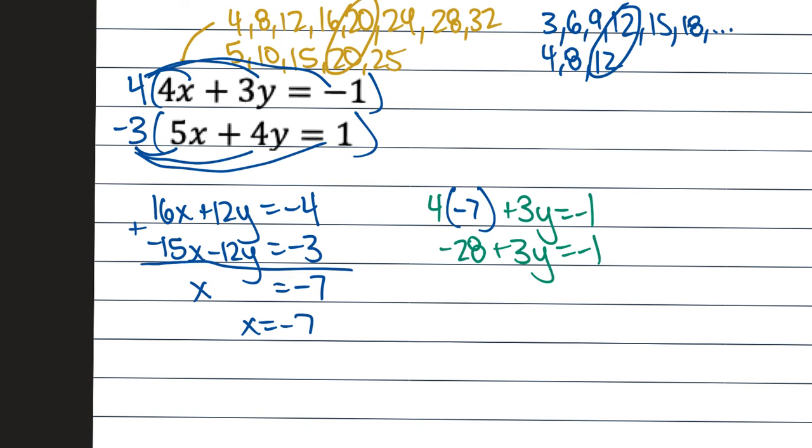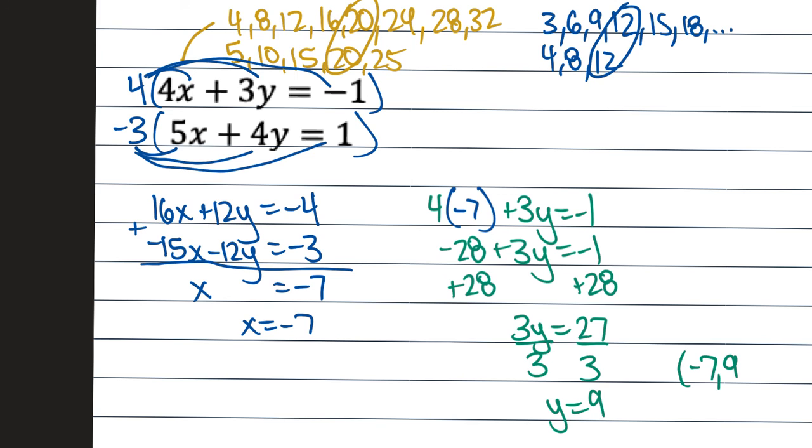Get rid of any addition or subtraction first, so I got to get rid of the minus 28. So do the opposite, add 28. Gives us 3y equals negative 1 plus 28 is 27. And then to get rid of the 3, I need to divide by 3, and I get y equals 9. Last step is to write your answer as a point, x value then y value. So negative 7, 9 is the answer.